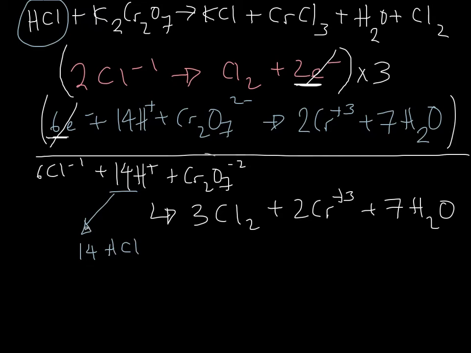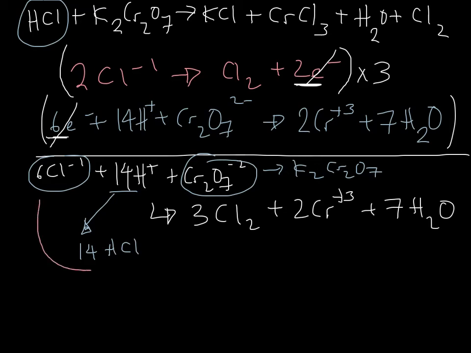Obviously, the dichromate ion would have come from K2Cr2O7. In this case, the K is a spectator ion. And then we have only 6 chlorides. Those 6 chlorides would have come from the 14 HCl. But then that leaves me with, if you think about the 14 HCl, 8 more chlorides that are so far unaccounted for. So let's see if we can figure out where those come into play in this equation.